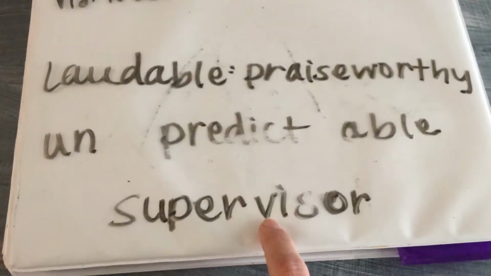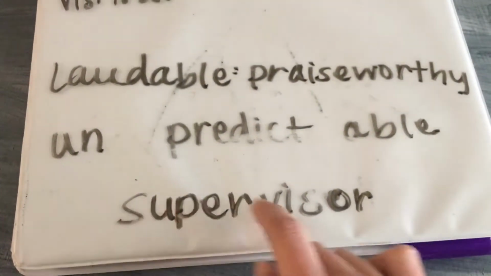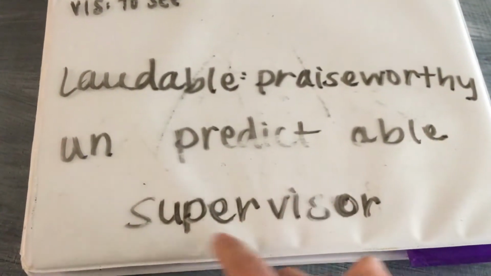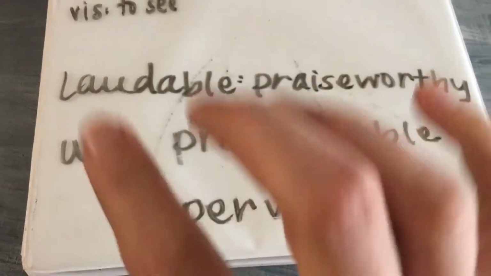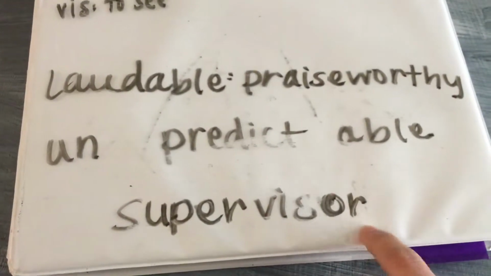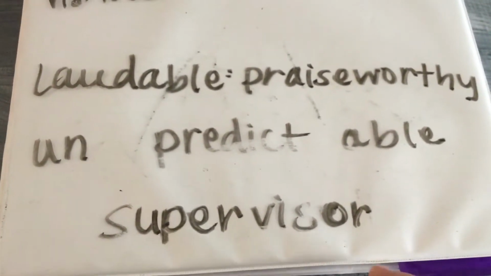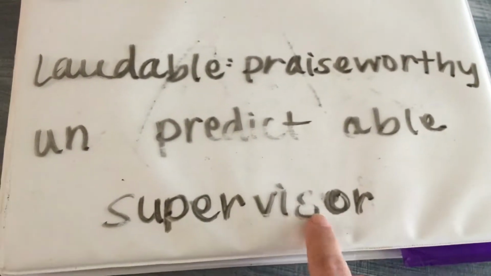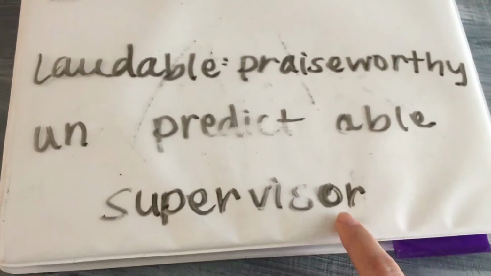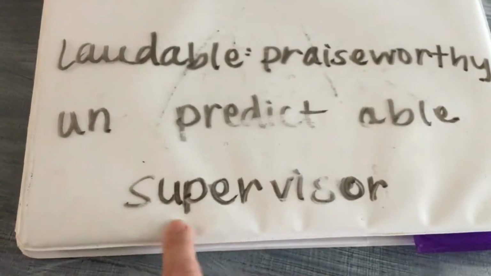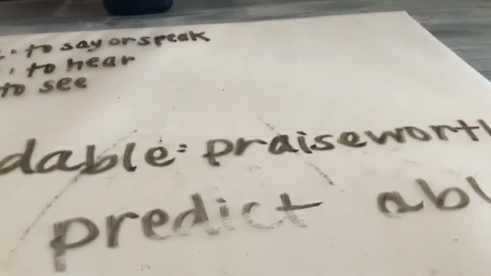Lastly, we have supervisor, which literally means to see above, or to look on from above. And that OR makes it a person or a thing that is doing this action. So this is literally a person who is looking on from above. So those are some of our words broken down.